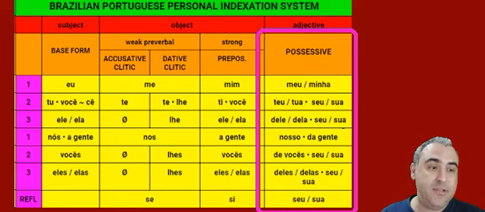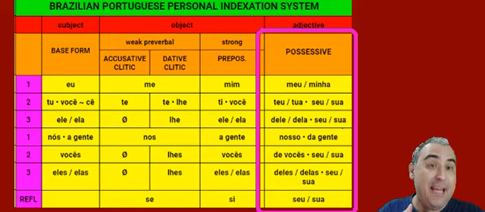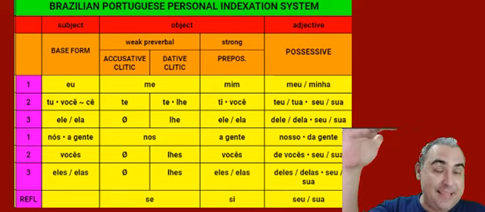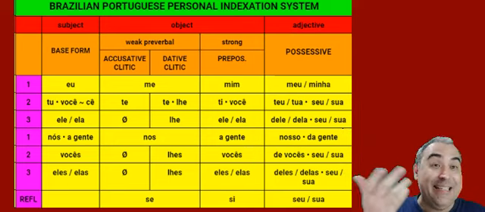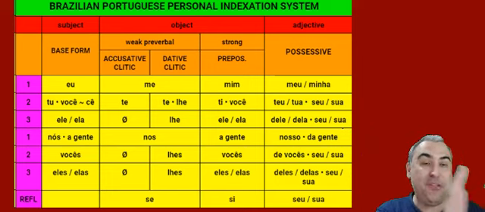Some of them change. There's the teu and tua in the second person for the tu form. That's too informal also. You don't say teu, you say seu, which is more polite. Seu is borrowed from the third person, so that's why there's a confusion. So in the third person you can use seu, but to distinguish from its second person usage, you can also say dele, which is of him, and dela, of her, but that's put after the noun.